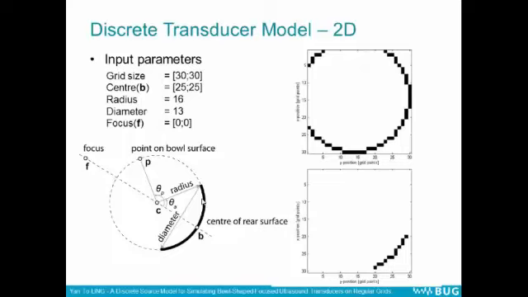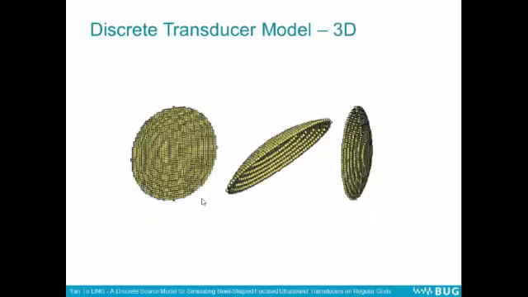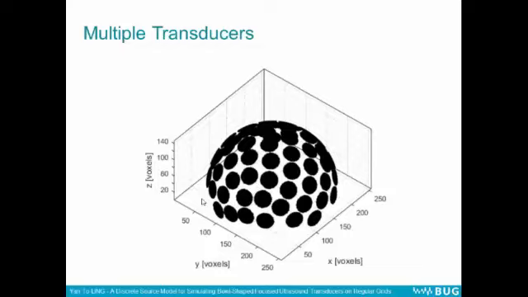over here. And if we put the radius of curvature to infinity, it means that the transducer is flat, so we get a line instead. Applying the same steps to a 3D space, we can get a bowl model. And if we repeat this in the transducer model in 3D, we can get a multiple element transducer model.